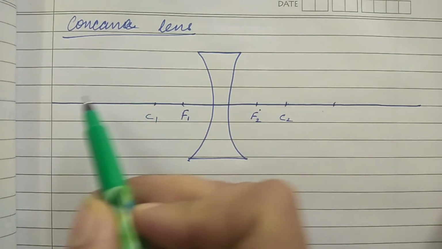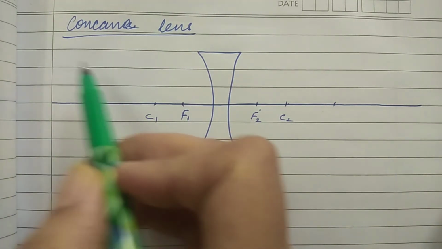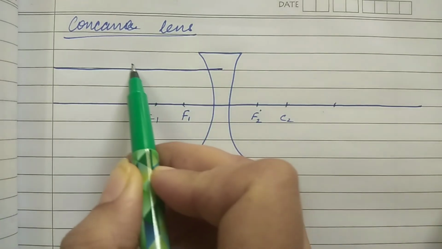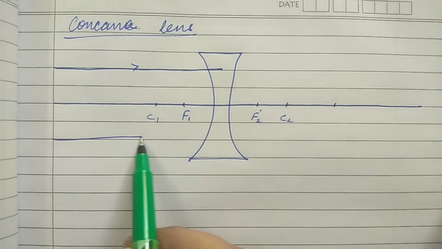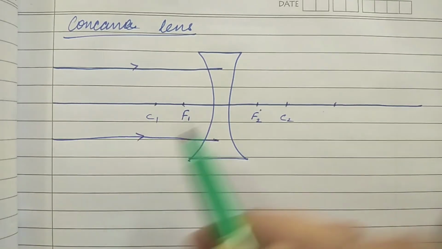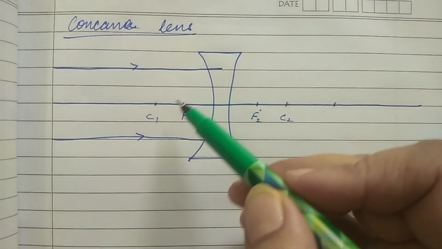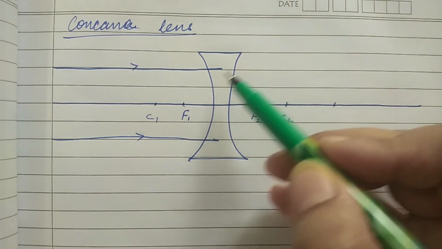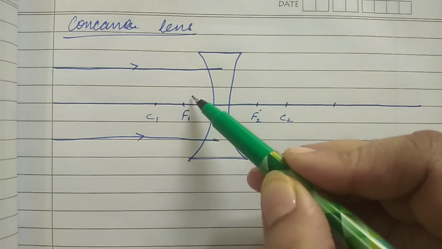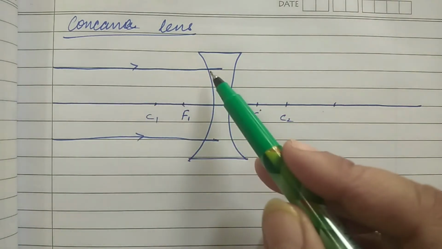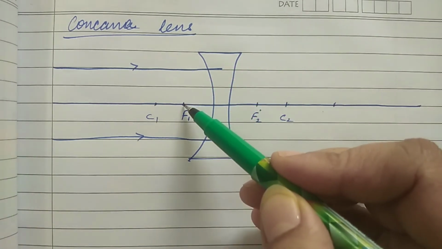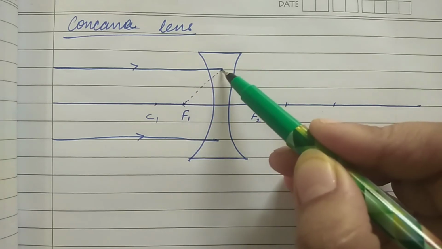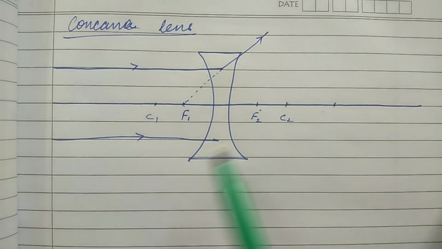First, let us consider the object is at infinity. When the object is at infinity, the rays which are coming from the object would be parallel. Now in this case, these rays cannot bend towards the principal axis. They will diverge, and they will diverge in such a way that any parallel ray will appear to come from the focus. So it would appear that it is coming from the focus, and similarly here.